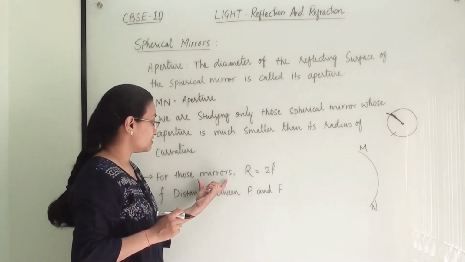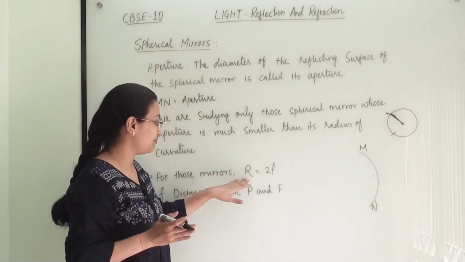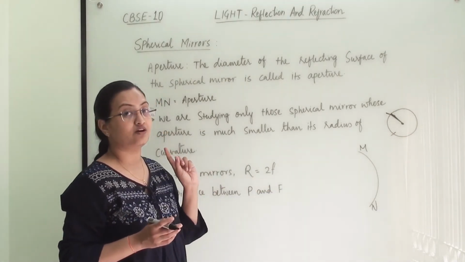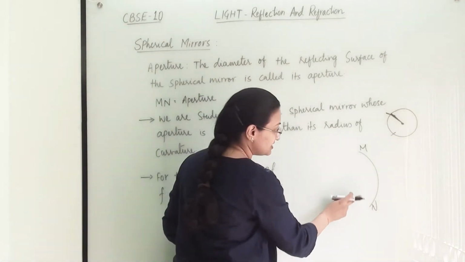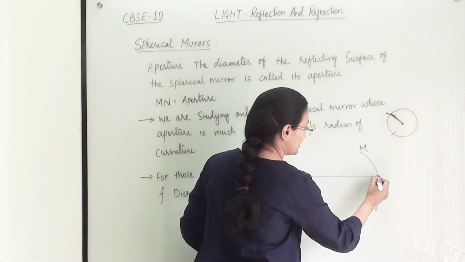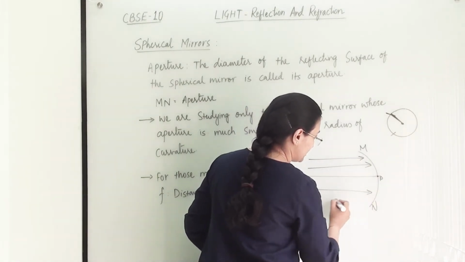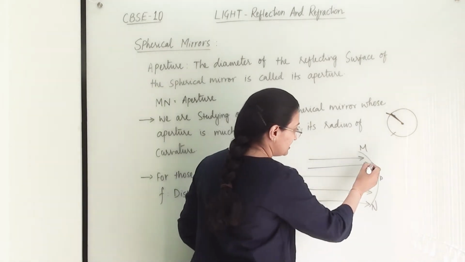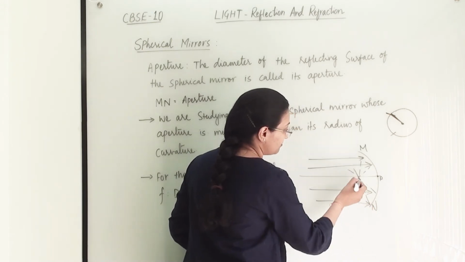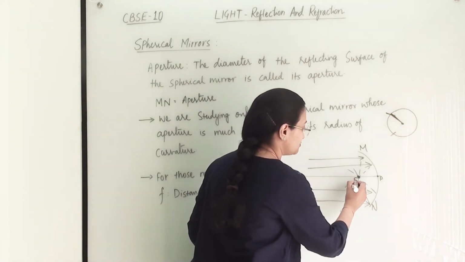Now, for those mirrors whose radius of curvature is much larger than the aperture, the radius of curvature equals 2 times small f. Now what is small f? It is the focal length. This is the aperture of a concave mirror. We have seen earlier that this is the principal axis, where P lies. When rays fall parallel to the principal axis on this concave mirror, they will reflect back and intersect with each other at one particular point, that is known as F.